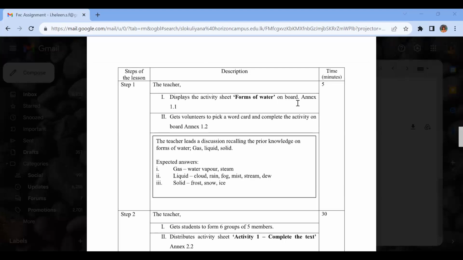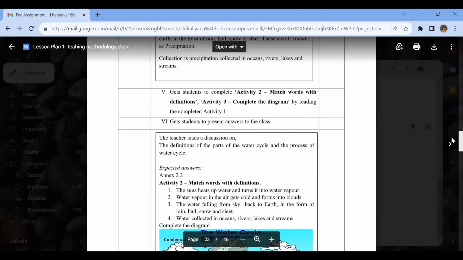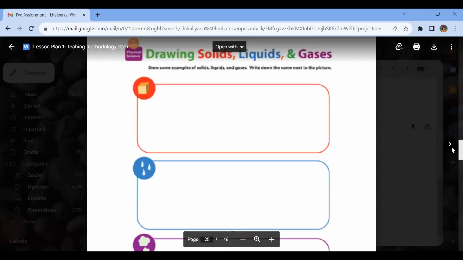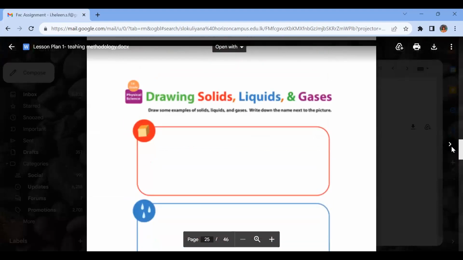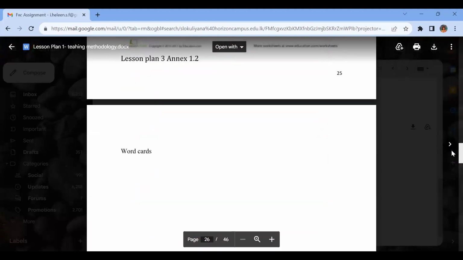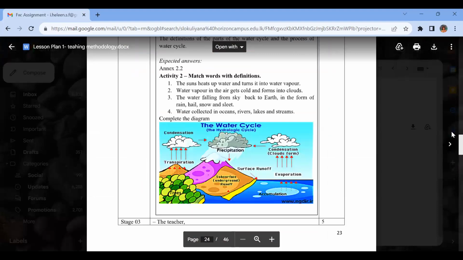Annex 1.1. So this display of forms of water on the board is in Annex 1.1. Let me show it to you. Look at Annex 1.1. This is the one, drawing solids, liquids and gases. Draw some examples of solids, liquids and gases. Write down the names next to the picture. You get it? Yes, ma'am.